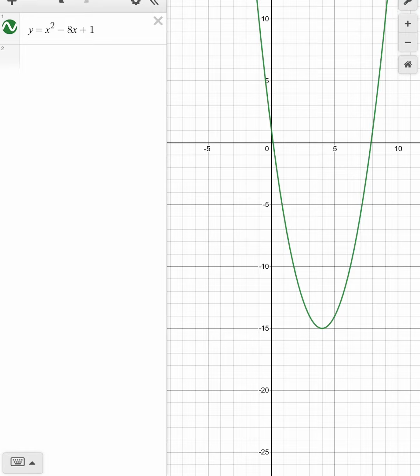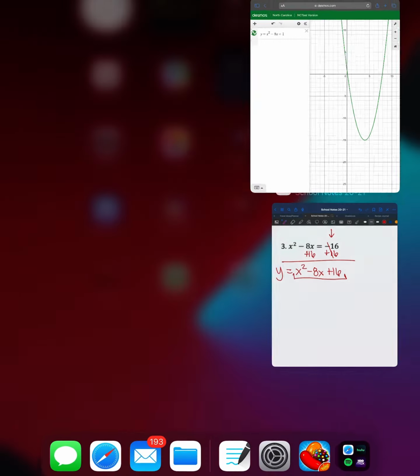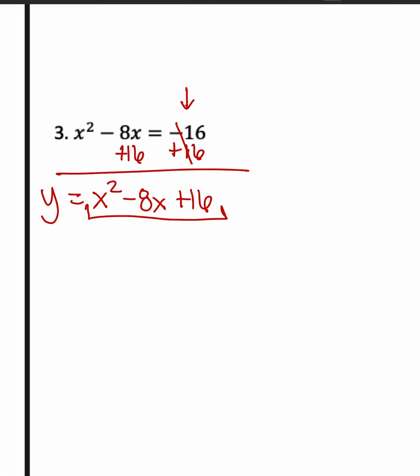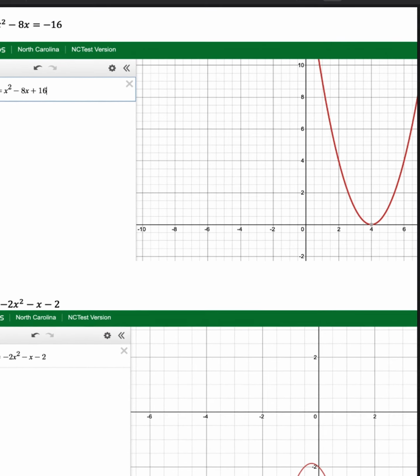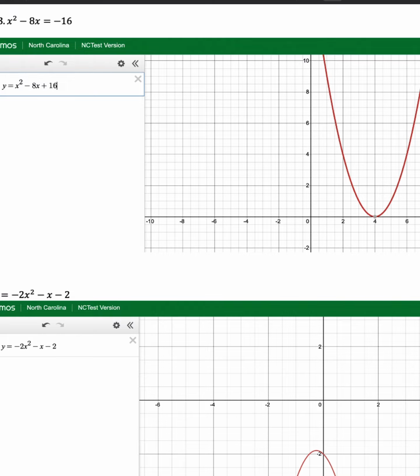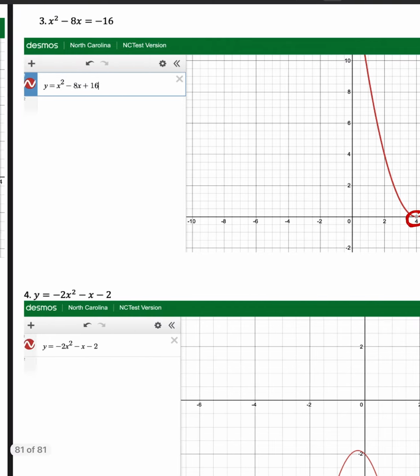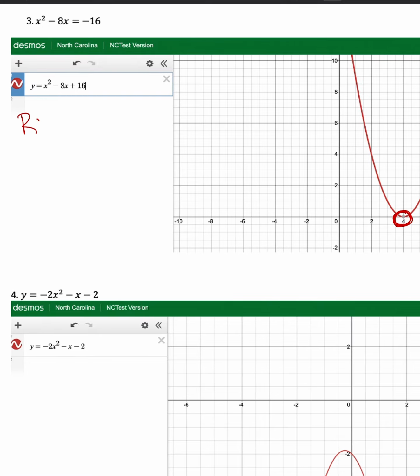Okay. So we've got our picture there, and looking back at our notes, it crosses twice, or sorry, no, it just crosses once, so it just comes down and touches. So we've got a double root for this one, and our root is at 4, so our ordered pair for that would be 4, 0. And that's also going to be our vertex for that one, because that's our minimum point.